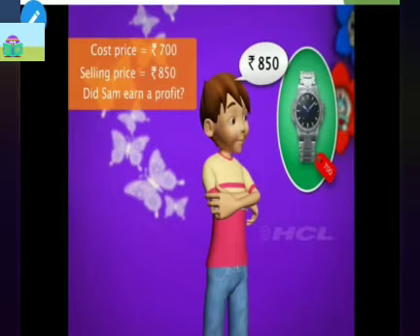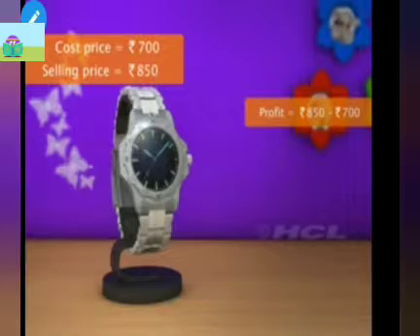So the cost price of the watch is what? Rupees 700 and the selling price is what? Rupees 850. So did Sam earn a profit? Yes, he earned a profit. When the selling price is more and the CP is less, in such cases there is a profit. So in order to calculate the profit, what will we do? From the selling price we will subtract the cost price. The profit we will calculate by subtracting the cost price from the selling price.